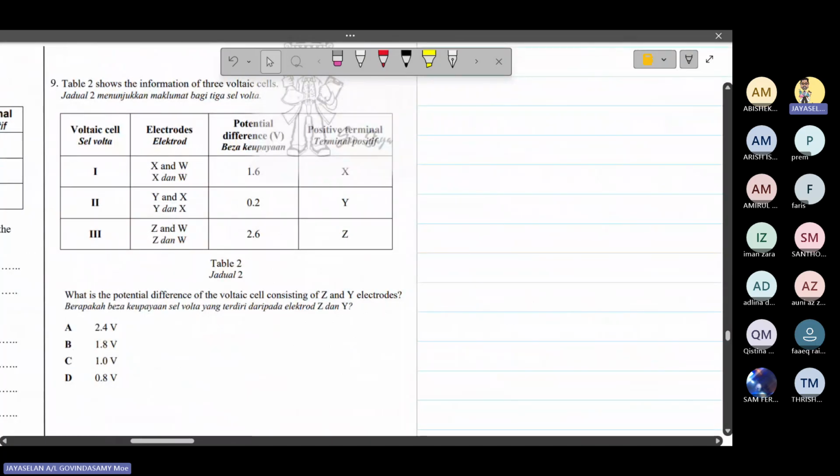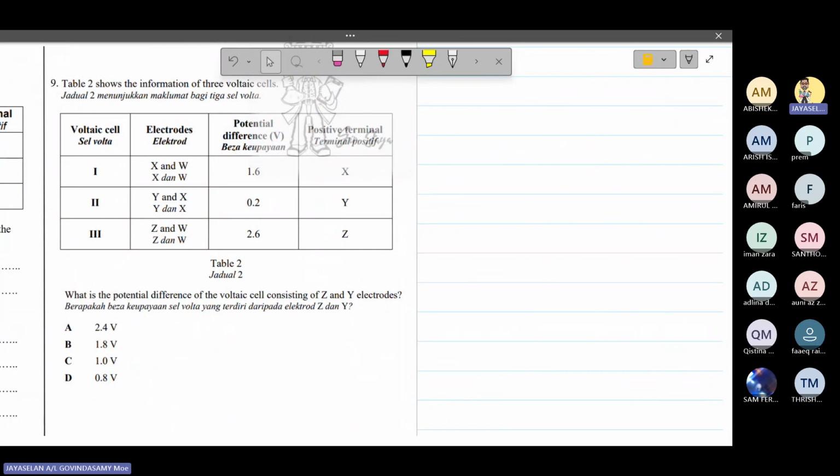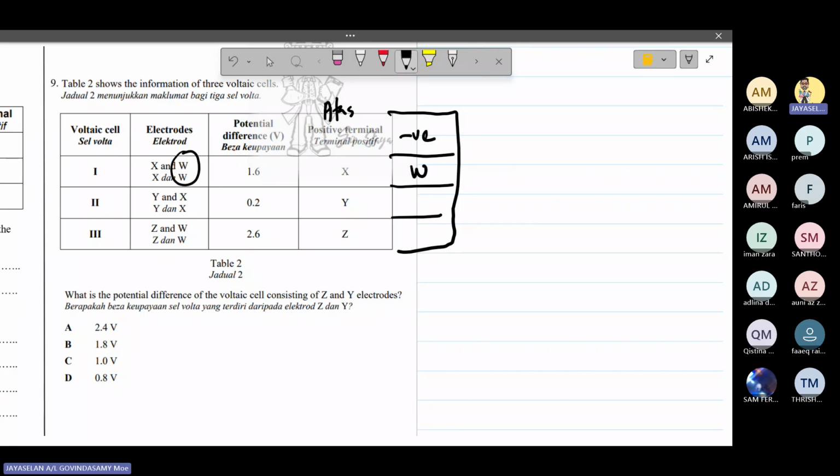Okay, so lead the question. All of you read, we do together. Okay, what is the potential differences of voltaic cell consisting of Z and Y? So, bila dia suruh kamu kira, macam mana nak buat? So, kamu diberi sel 1, 2, 3 kan? Dia bagi positive terminal. Positive terminal means logam tu kena atas. Okay, atas. So, kamu buat di sini satu macam ni. Negative terminal. Kalau X positif, W adalah negatif. Negatif adalah, positif bawah. Positif bawah, negatif atas.